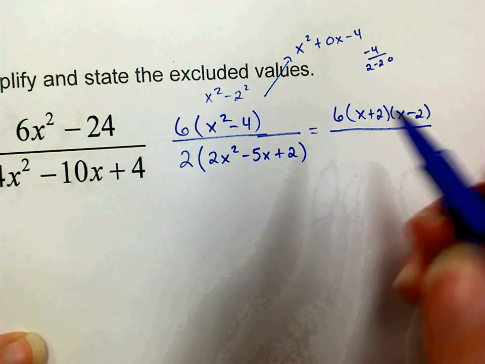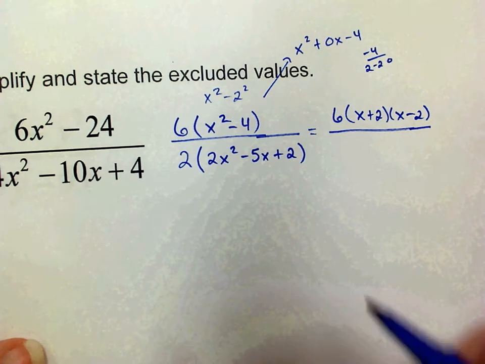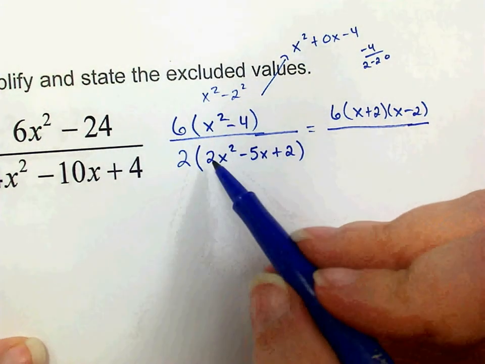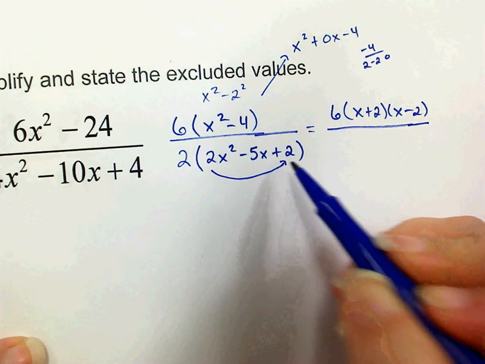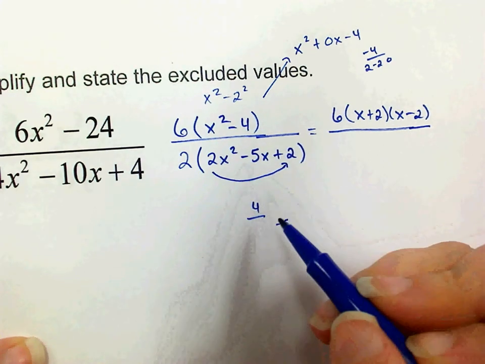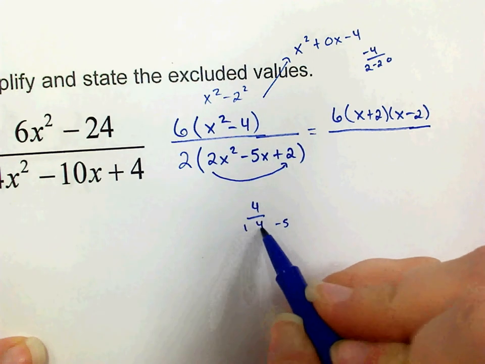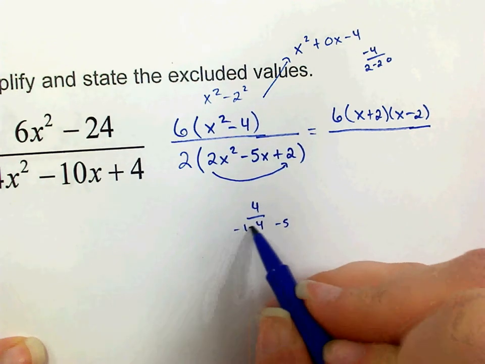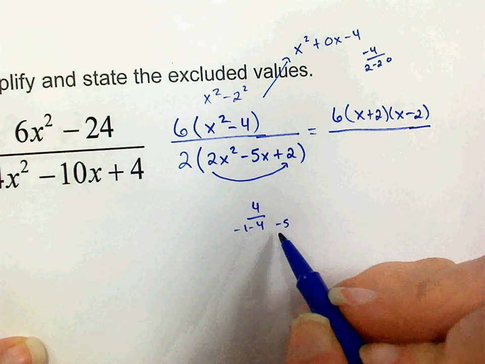Alright. Leading coefficient is different from 1, so I've got to multiply. 2 times 2 is 4, and I want the factors of 4 that add up to the middle term, negative 5. So I've got 1 and 4 that add up to 5. If they're both negative, you multiply to get a positive and add to get a negative. So that's what I want. x minus 1, x minus 4.